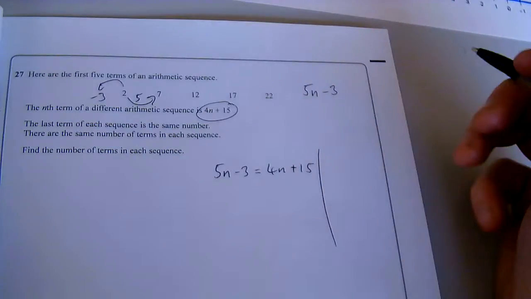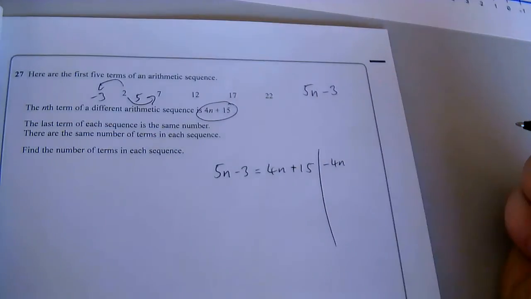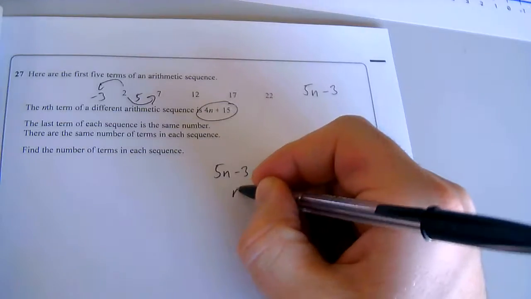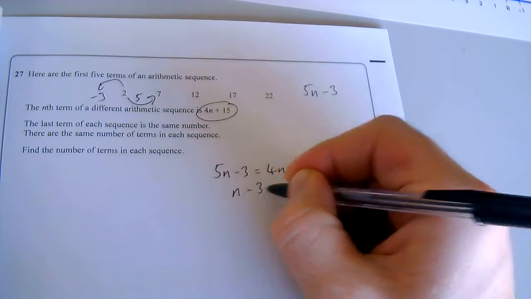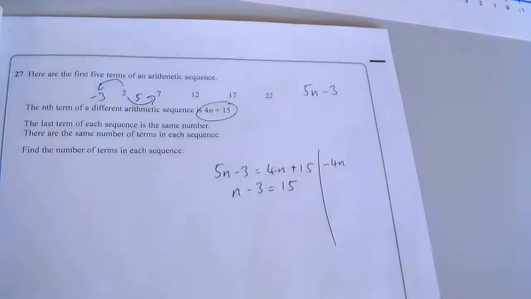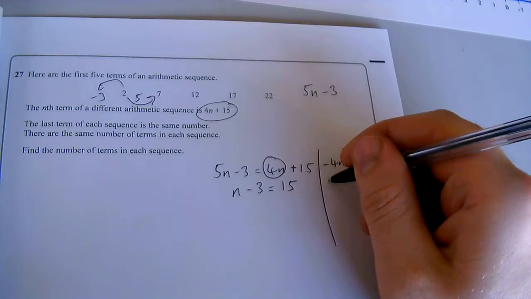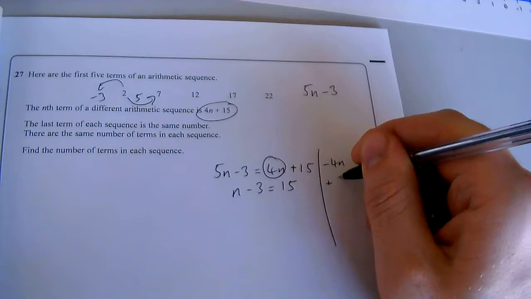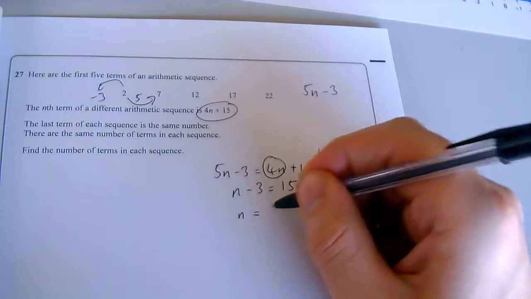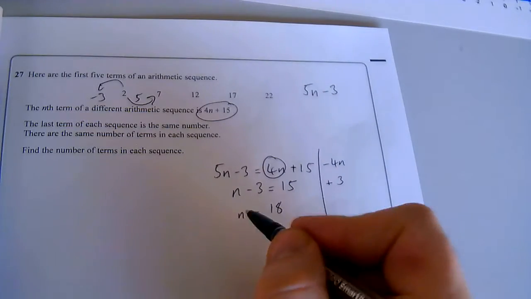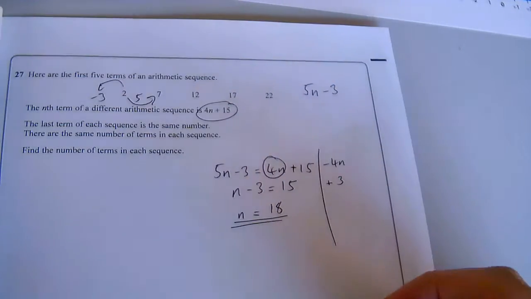Okay, so we're going to solve this. We're going to take away 4n. So n minus 3 equals 15. Okay, because I've taken it off both sides. I'm going to add 3. So n equals 18. So the number of terms in each sequence, 18.